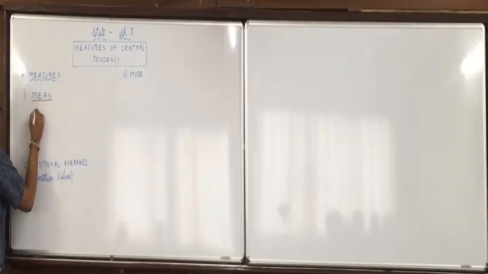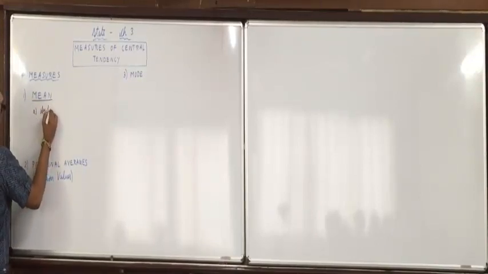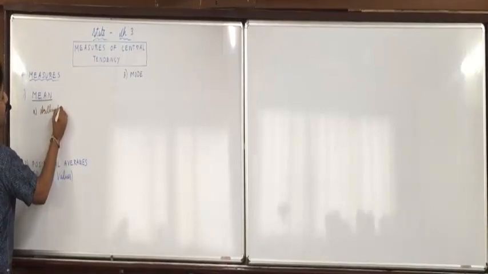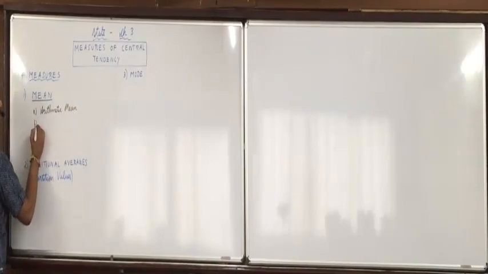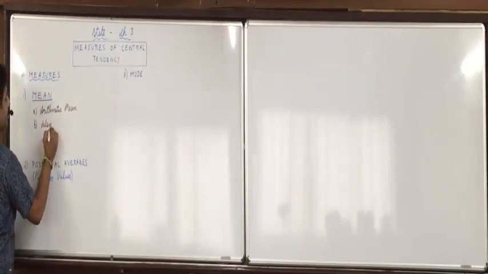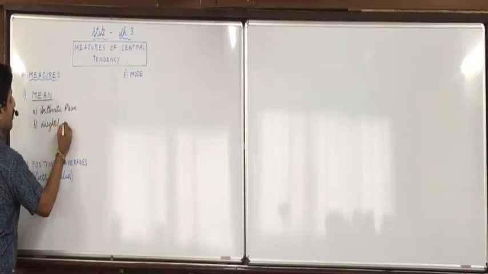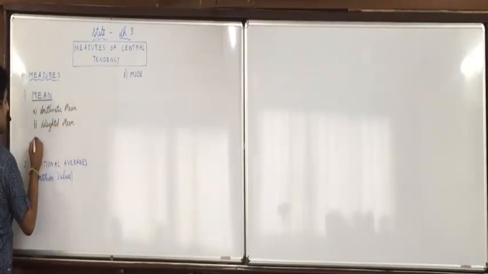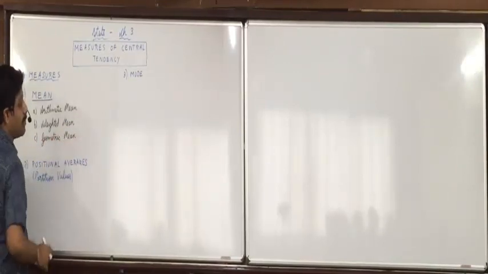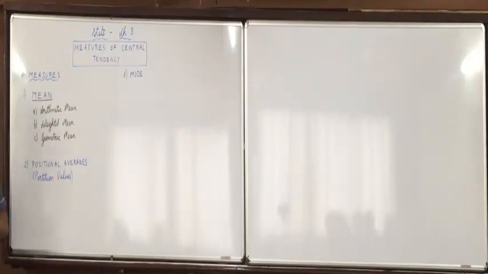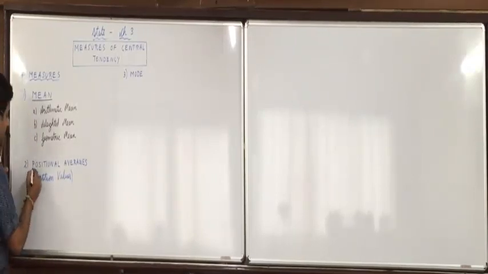Within mean, we will study arithmetic mean, weighted mean, geometric mean. There are 4 types of mean as such. One more is there, it is called harmonic mean, which you don't have in syllabus. So you have in syllabus only 3 types of mean: arithmetic mean, weighted mean, and geometric mean.